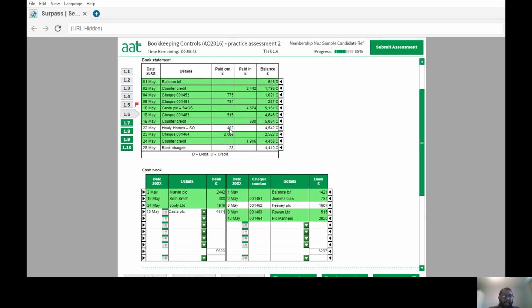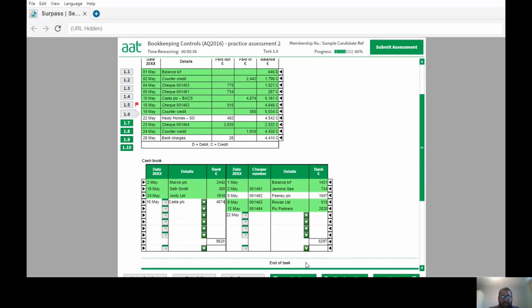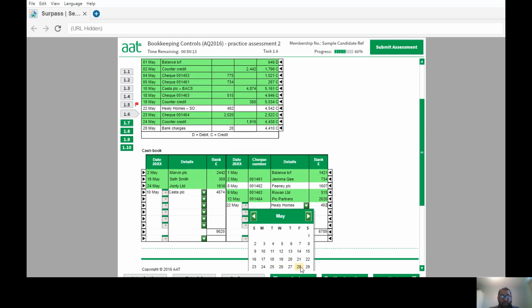Then we have a payment for Healy Homes, a standing order, 22nd of May. So 22nd of May on Sunday. Not sure why that is a Sunday. No one pays that on a Sunday. There is no check number there to record, that's fine. All we need to do is put it down as Healy Homes. The amount is £492. The last but not least, 28th of May. Scroll down a little bit. Here you go, I found the bank charges, for the amount of £28.